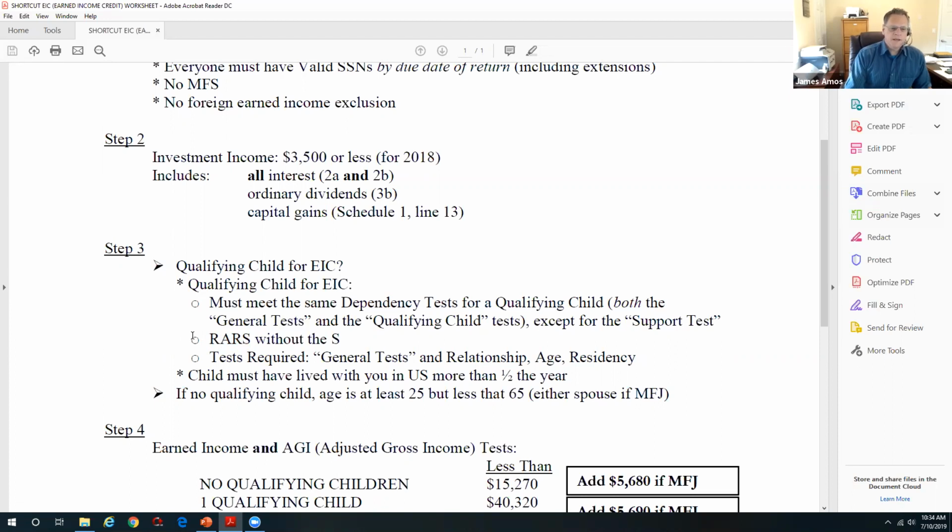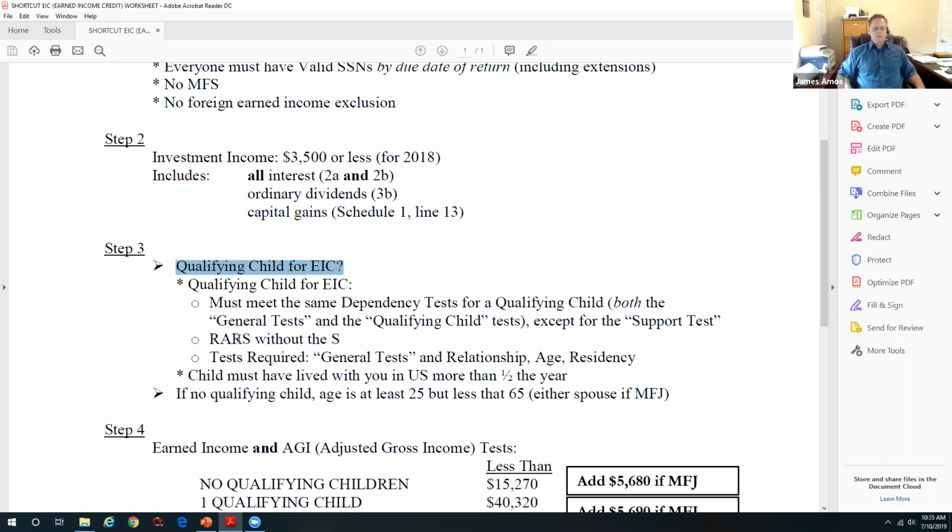This is a big one, guys. In real life, this is a big, big one. Divorced and separated parents, the example I just gave you where dad is claiming the daughter, he's the non-custodial parent. You are the custodial parent. If you're the custodial parent and that child meets all of these tests to be your qualifying child for EIC, which is general test plus RARS without the S, if they meet all those requirements, then you get to claim that child for EIC. Dad gets to take what?